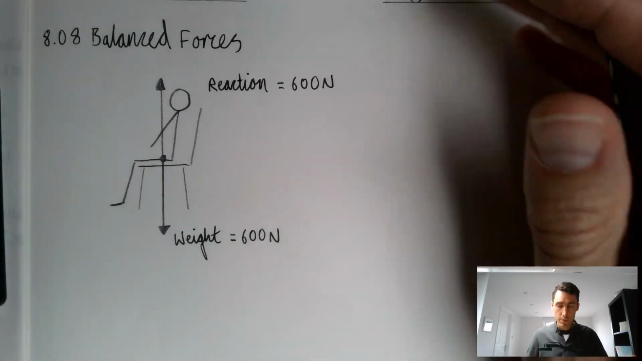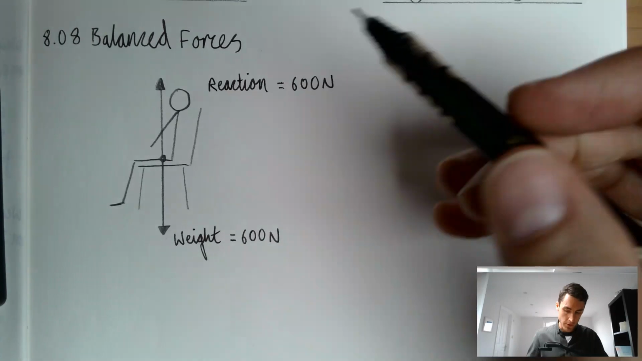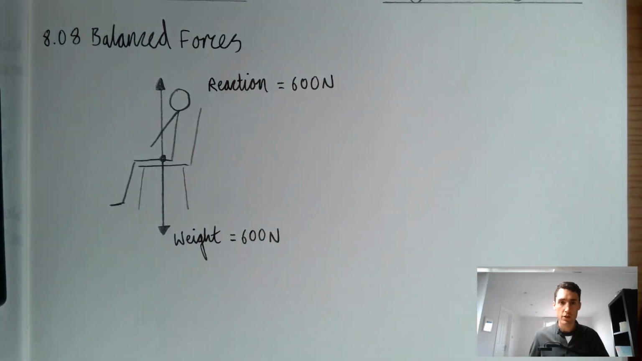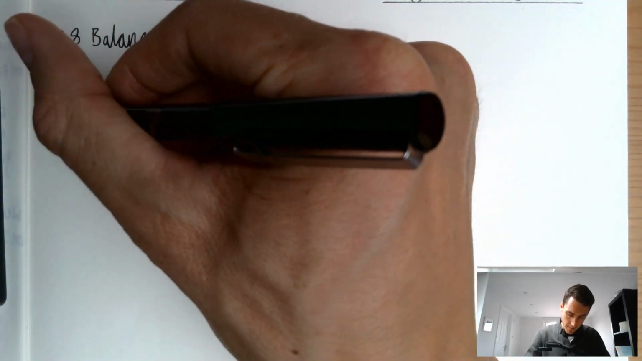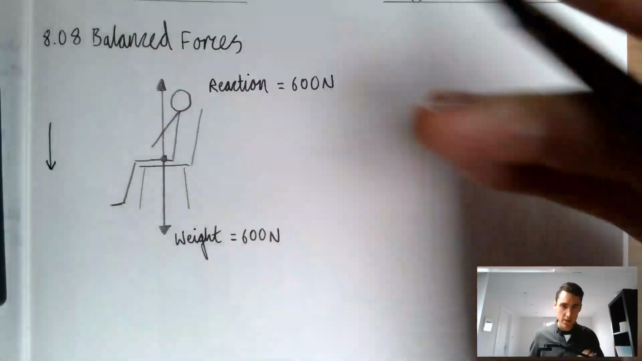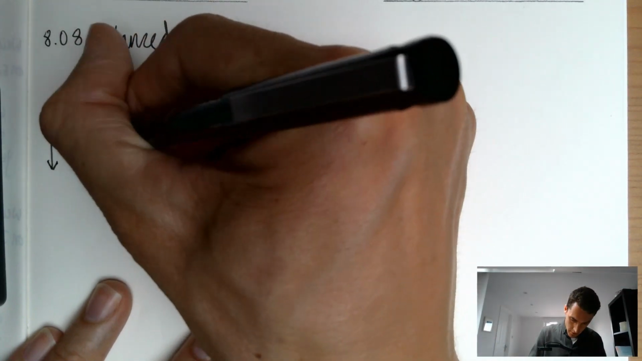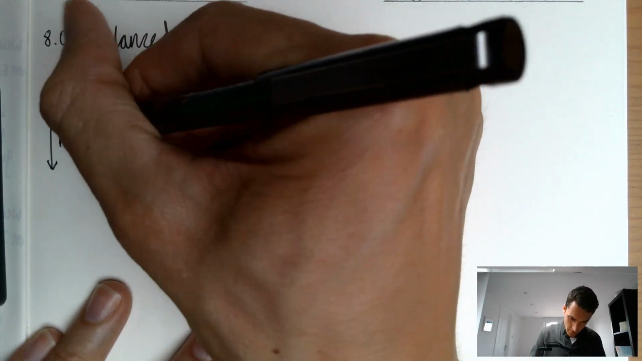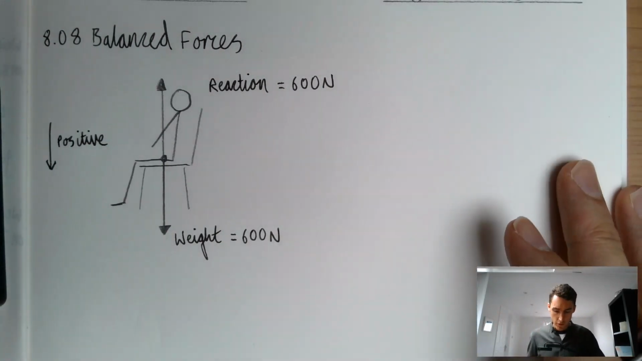But one piece of formalism, which I think is really, really helpful, especially when they get to GCSE and A-level, is the idea of taking one direction as positive. So it doesn't really matter which direction you take. I'm going to take downwards as positive. So let's say all numbers in that direction are positive. And this becomes really useful when we get to the next lesson on unbalanced forces.